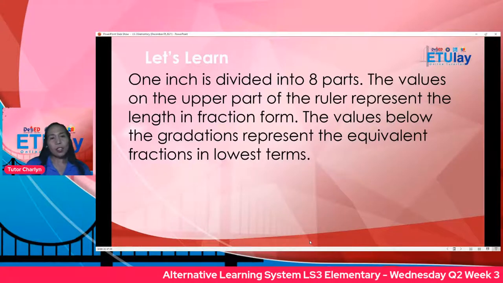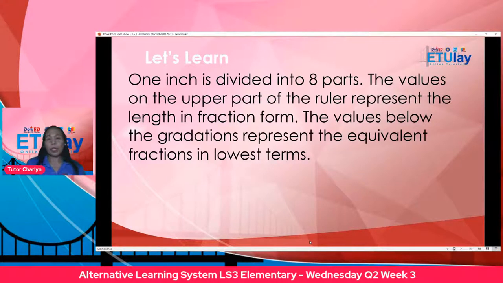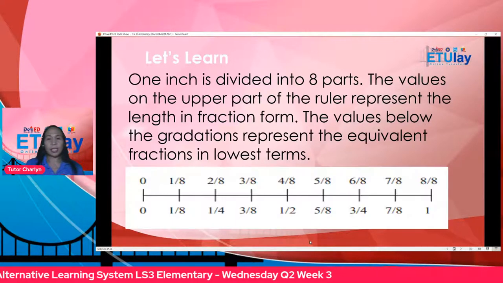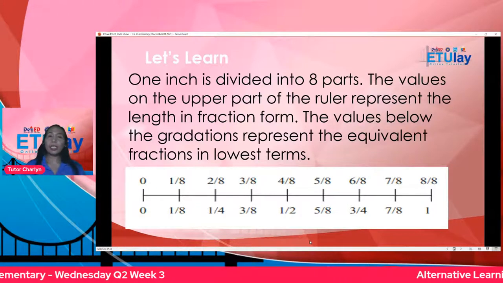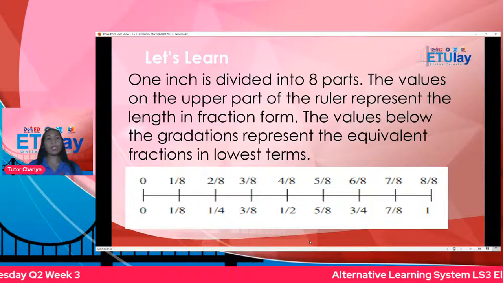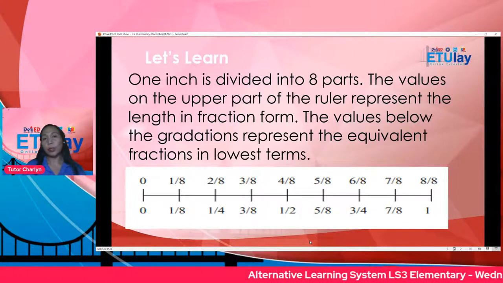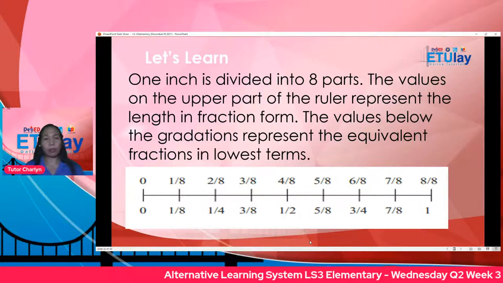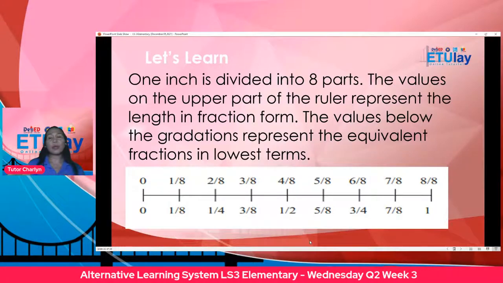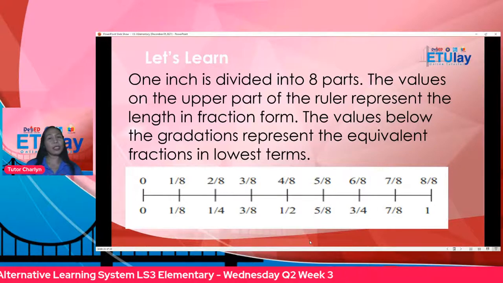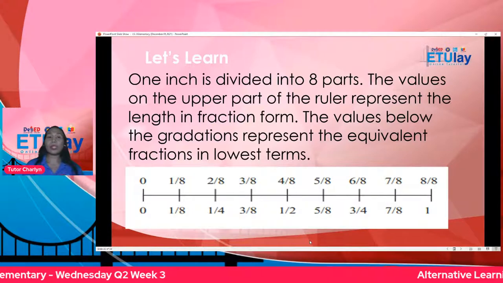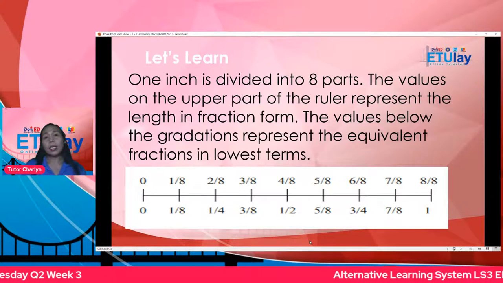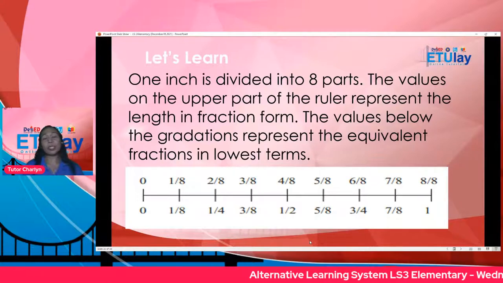Okay, 1 inch is divided into 8 parts. Dito mas madali na natin intindihin to. Kung napansin nyo dyan sa illustration, yung 1 inch is divided into 8 parts. The values in the upper part of the ruler represents the length in fraction form. Since divided siya into 8, yung una is 1/8, and so on until 8 over 8. Then the values below the gradation represents the equivalent fraction in the lowest term.